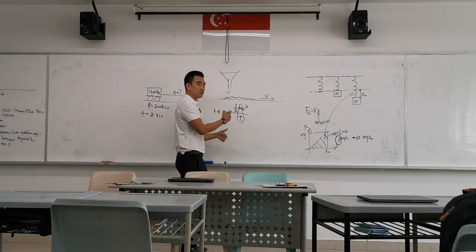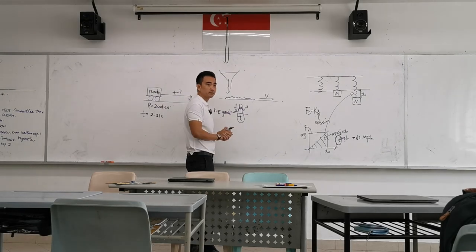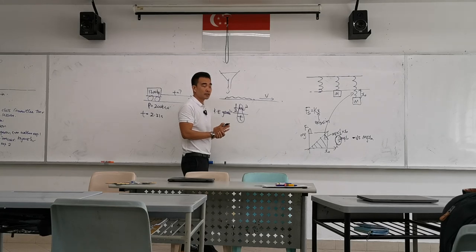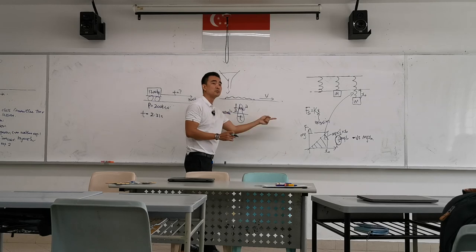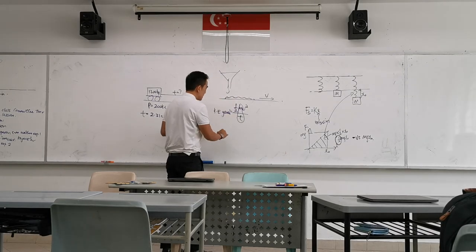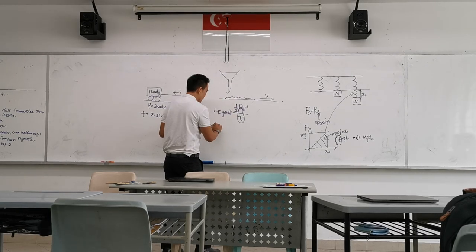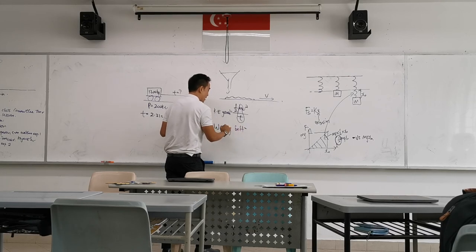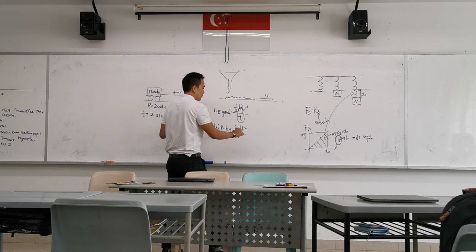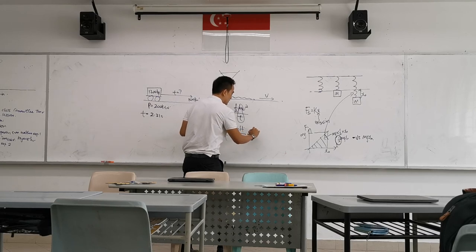Now let's take a look from the other perspective. The KE gained by the sand, because the sand drops onto the belt and then it gains speed, right? Now let's take a look at the work done by the belt, or power delivered by the belt across time. Do you agree that this is equal to force times displacement over time?